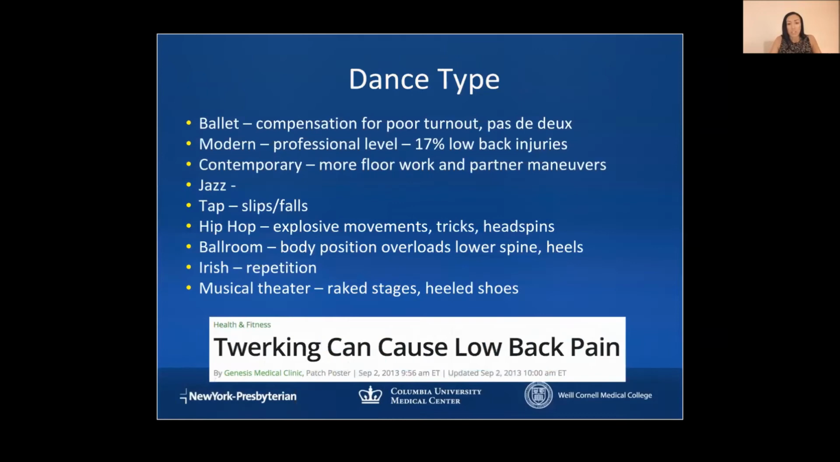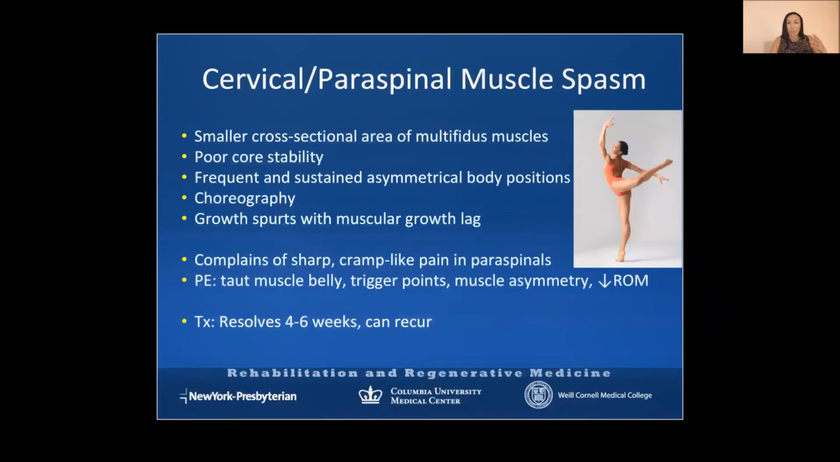We're going to shift gears a little bit now. I want to talk about some of the actual musculoskeletal injuries. So, cervical and paraspinal muscle spasms. A study saw that a smaller cross-sectional area of the multifidus muscle was correlated with low back pain. Basically, if you have poor core stability and frequent and sustained asymmetric body positions that go along with unfamiliar choreography, you're going to increase your risk for a muscle spasm.